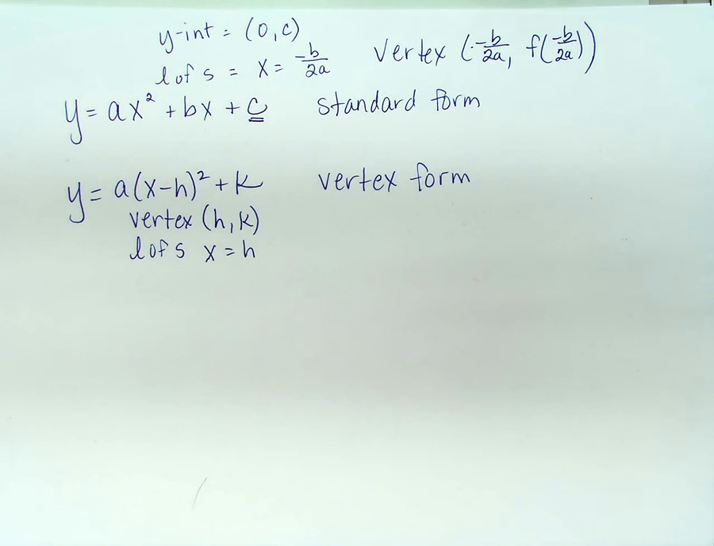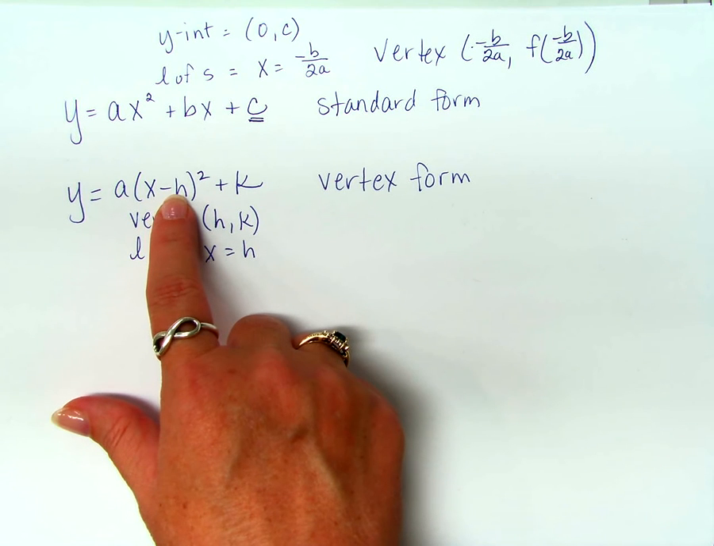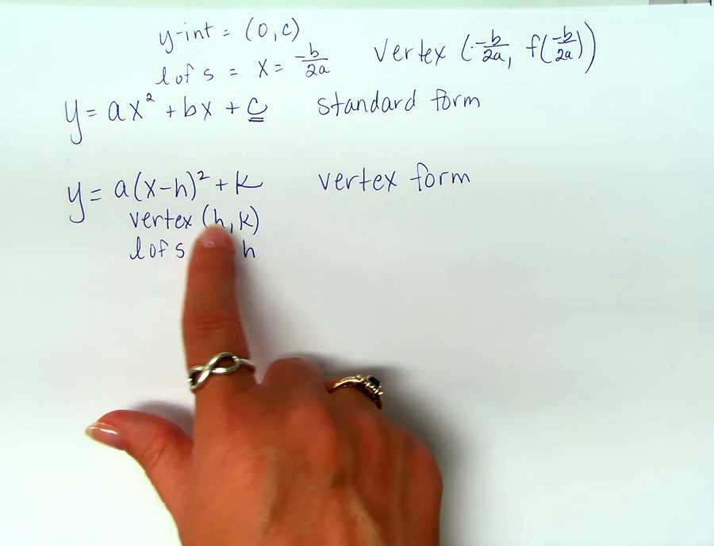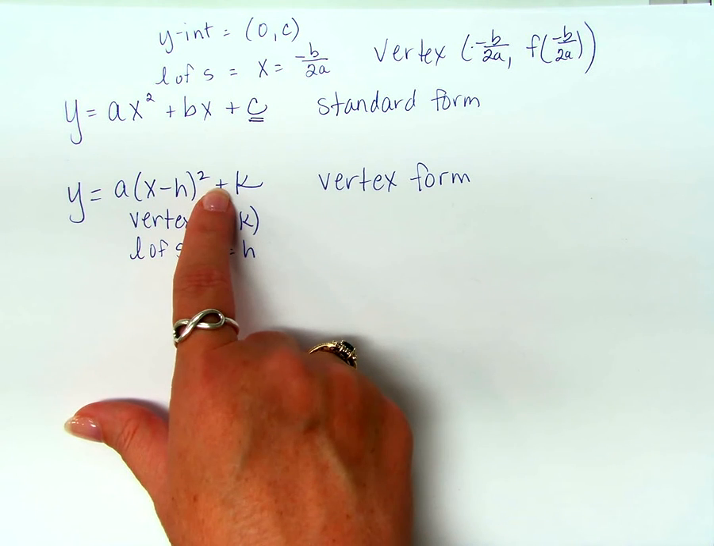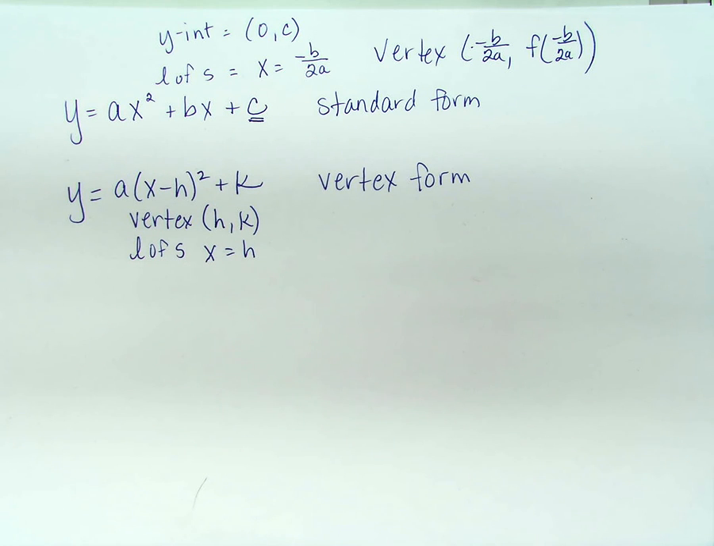H causes a horizontal shift, but it moves the opposite of which way you think it should move. So x minus 3 would actually move to the right 3 because the value of h is a 3. Okay? The vertex is very easily seen because it's h, k, and our line of symmetry is at x equals h. All that's stuff that we talked about last time. If you didn't happen to be able to see that, you can go watch the video on my blog about this particular lesson. Okay? So today I want to continue in section 3.2, talking about characteristics of quadratics.